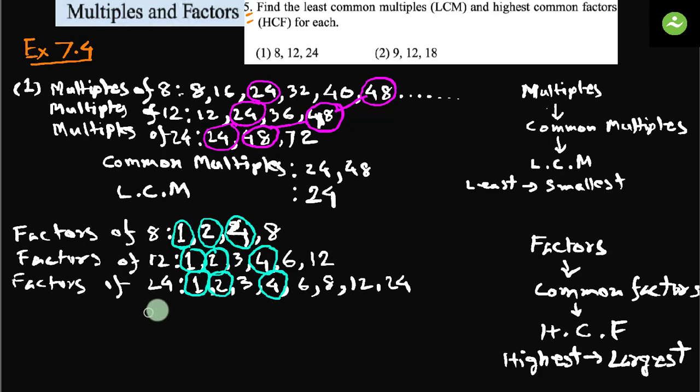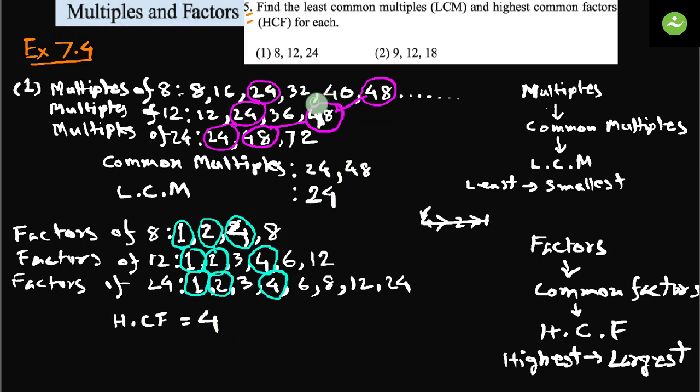So we can say, we don't have to write the common factors, because we have to write the highest common factor. So what is the highest common factor here? HCF equals the largest number out of 1, 2 and 4. We know that 4 is bigger than 2 and then 1. So 4 is the HCF, or highest common factor. 4.